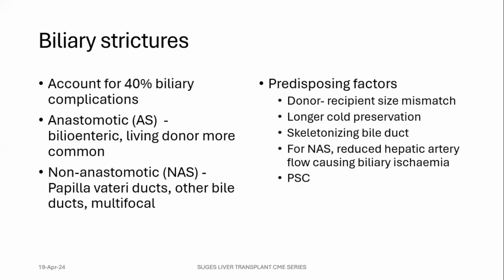Then for the non-anastomotic strictures, these are the ones that are not from other bile ducts. This can be due to reduced hepatic artery flow. When there is reduced hepatic artery flow, the hepatic artery is the main supply of the ducts. It results in biliary duct ischemia. Ischemia then results in healing by fibrosis and strictures occurring. Then people who have primary sclerosing cholangitis, this again can also cause biliary strictures.